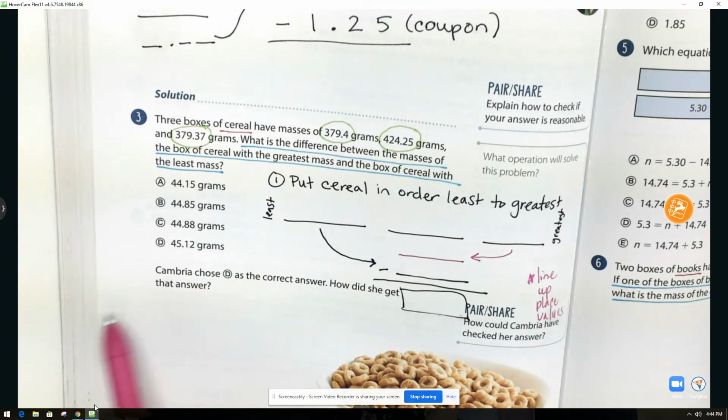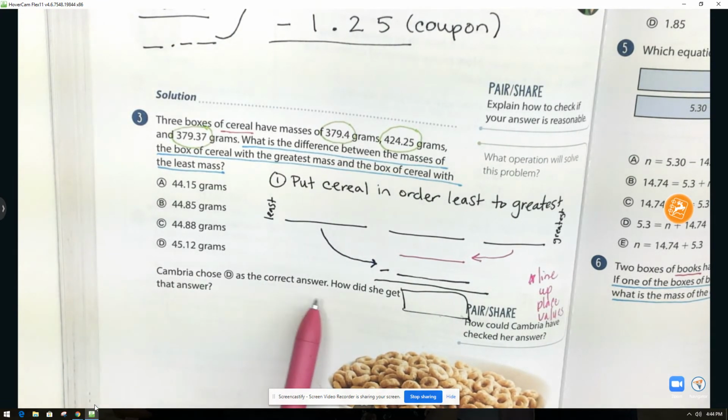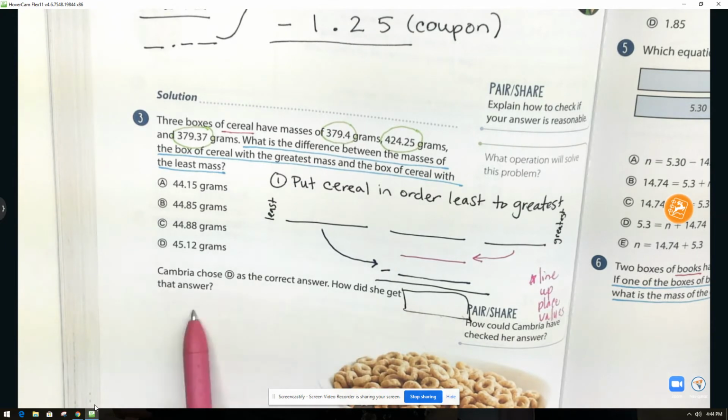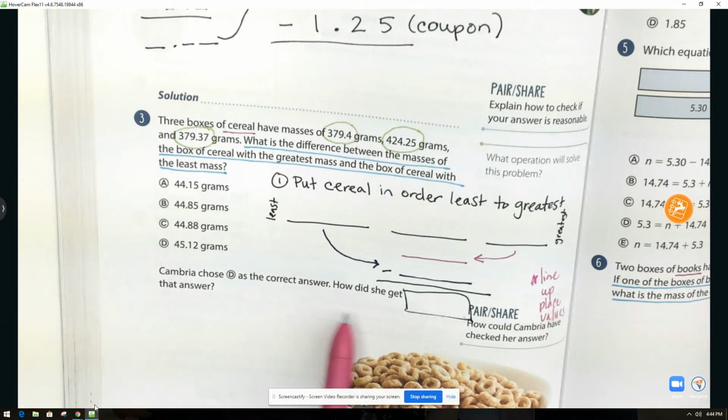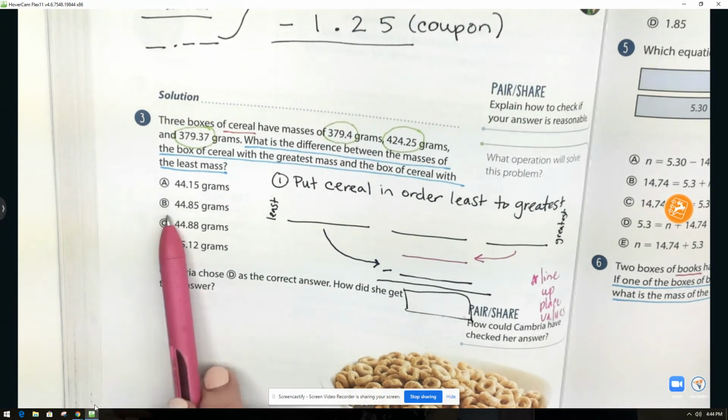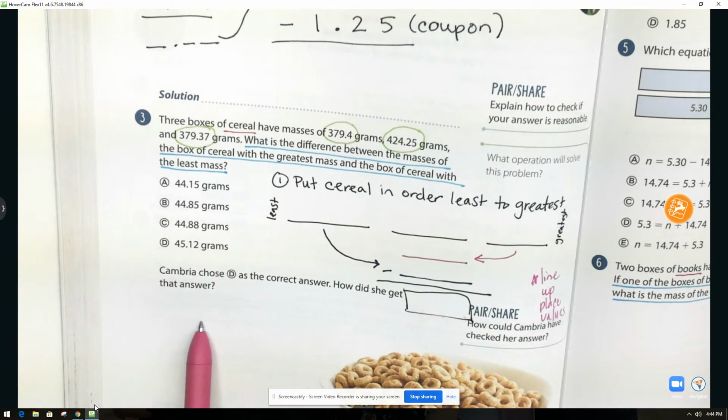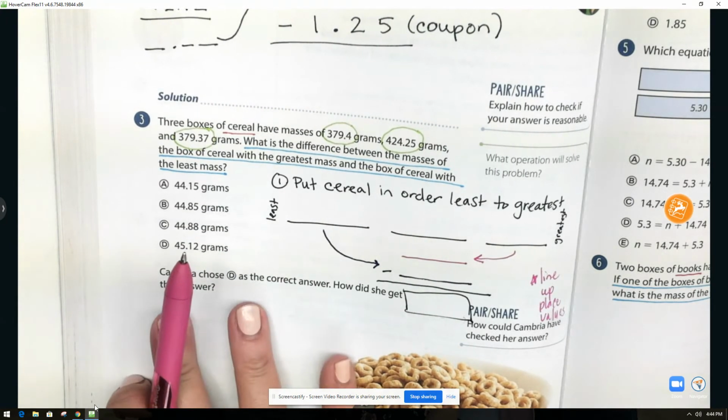Now, Cambria chose D as the correct answer. So if she's right, you're just going to tell me how she got that answer. If she's wrong, then you're going to tell me what Cambria may have done that got her to the incorrect answer.